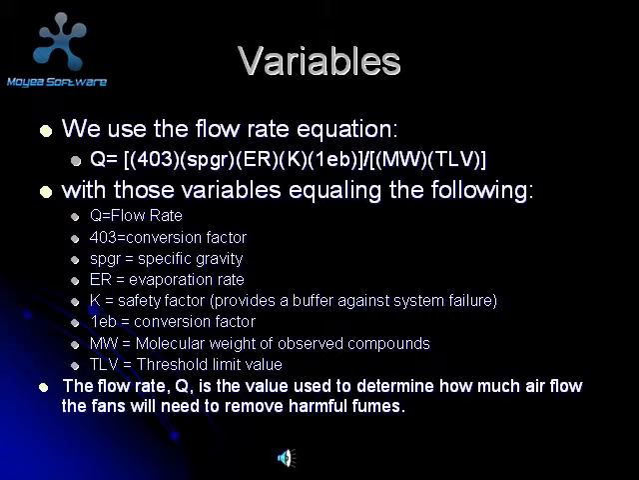We use the following equation: Q equals 403 times specific gravity times evaporation rate times K, which is a safety factor, times 1E6, which is a conversion factor, divided by molecular weight multiplied by threshold limit value. Q equals a flow rate, as you can see from the listing of variables, and we use Q to determine how much airflow the fans will need to remove harmful fumes.